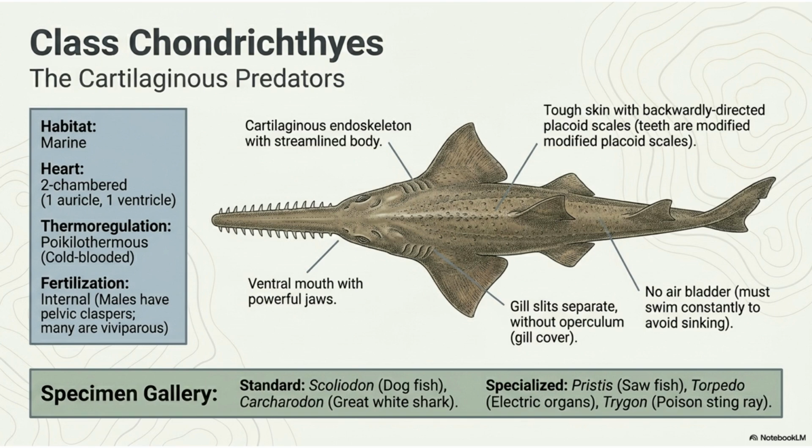Class Chondrichthyes of superclass Pisces are the cartilaginous predators, such as sharks and rays. They have a cartilaginous endoskeleton, a 2-chambered heart, placoid scales, and are cold-blooded. They lack an air bladder and must swim constantly to avoid sinking. They also lack operculum, gill cover, but have notochord persistent throughout life.